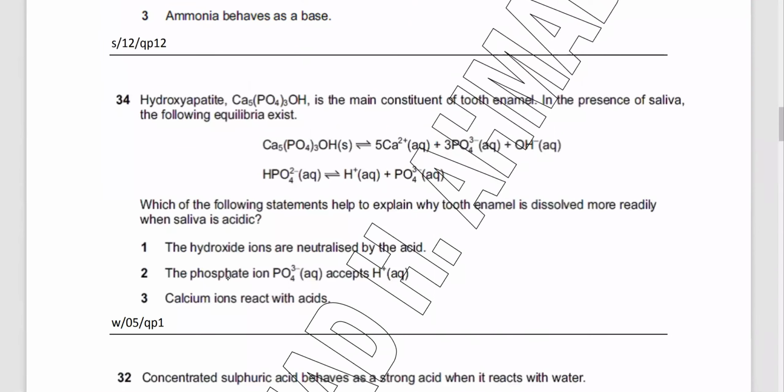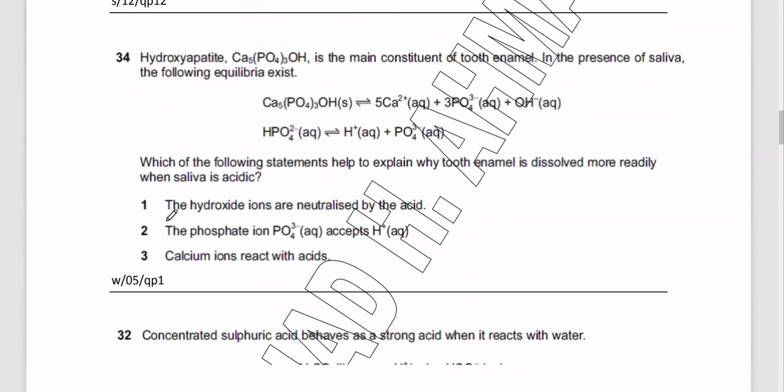As the next one, so we did this. Let's talk about this one. The question is that there's tooth enamel, which is this thing, and in the presence of saliva, the following equilibria exist. Which of the following statements helps to explain why tooth enamel is dissolved more readily when saliva is acidic? So, if saliva is acidic, what would happen?